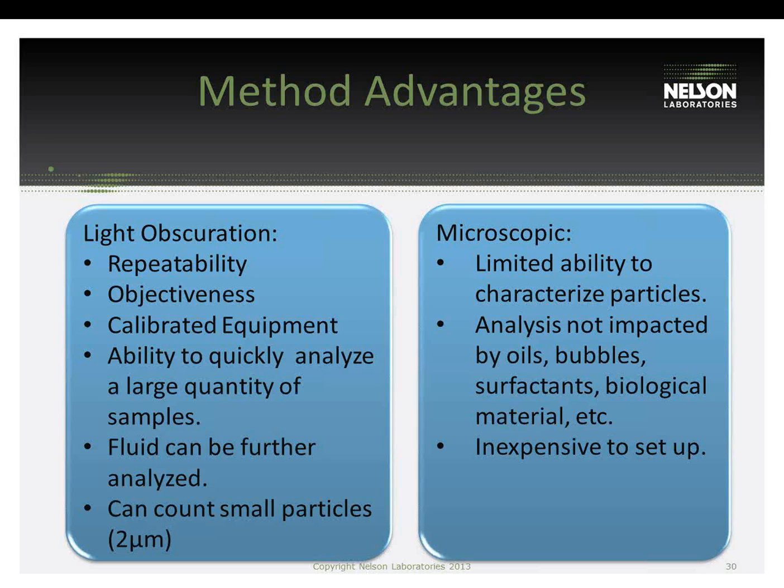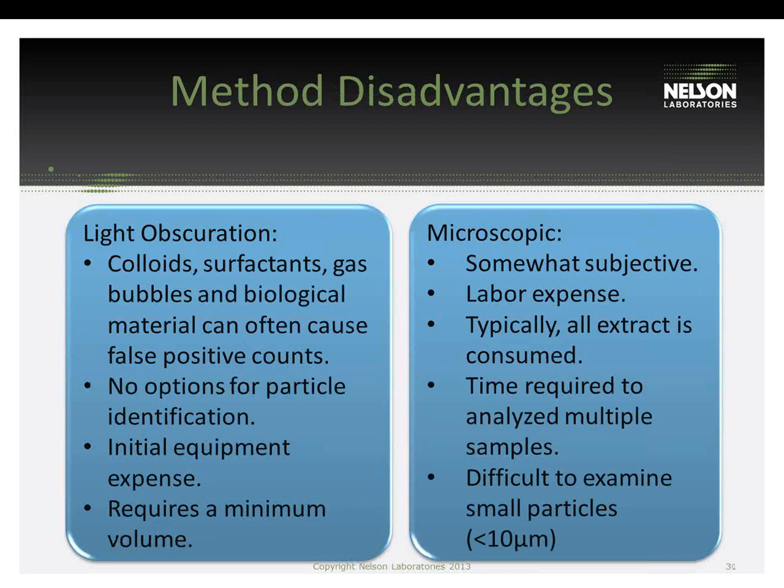Microscopic also is not impacted by various material, which I discussed earlier, such as oils, bubbles, surfactants, and biological material. Several of these may cause an issue with the light obscuration method with false positives. It may detect these materials as particulates when they're not true particulates. Also, the microscopic method is relatively inexpensive to set up. It requires only a microscope, some filters, graticule, and an external light source.